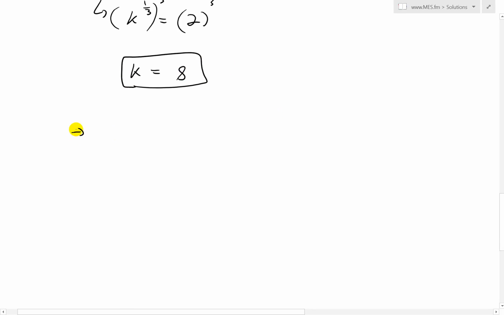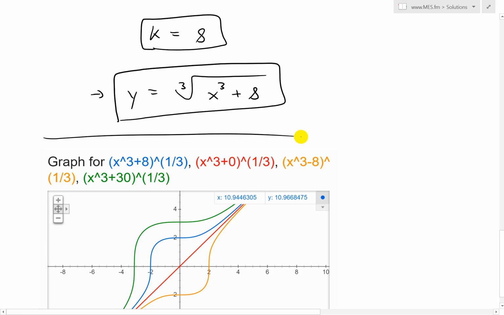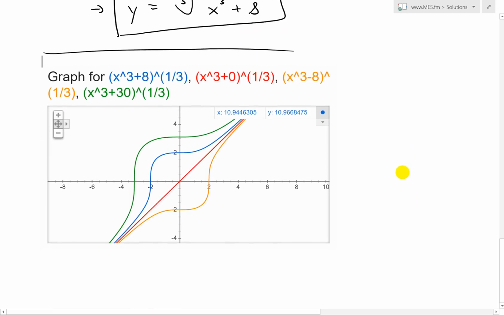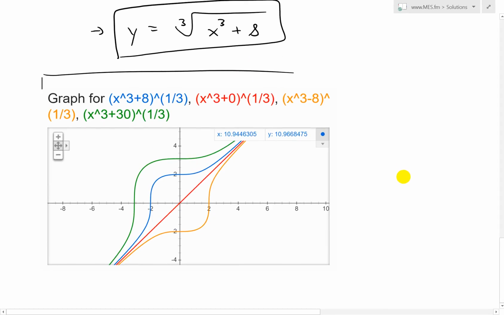So then our solution for this case is y equals the cube root of x cubed plus 8. So that is our solution. And in fact, if you were to graph these out, this one is just from a Google calculator. Just type this in on Google and it will graph this out for you.